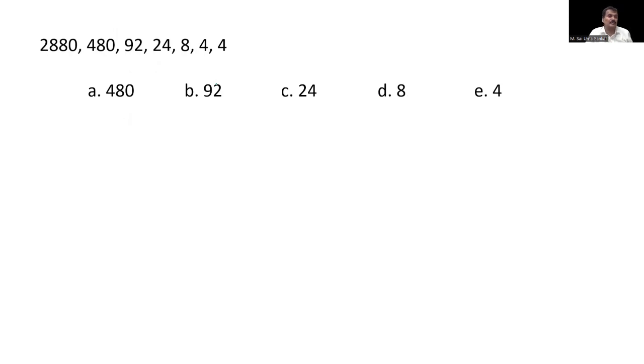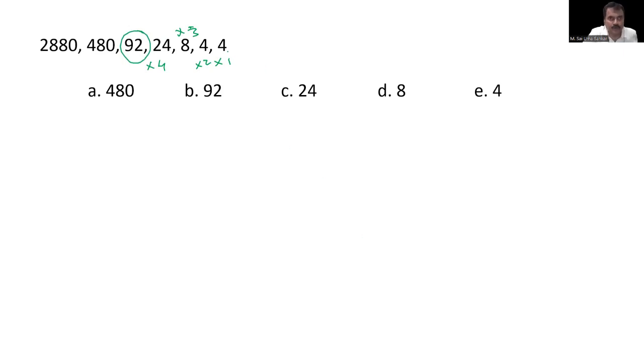Right. Next, 2880, 480, 92, 24, 4. So what happened? Suppose the first number is the largest number and the last number is the smallest number. Better to calculate from the last number to the first number, from your right hand side to left hand side. If you observe, 4 into 1 is 4, 4 into 2 is 8, 8 into 3 is 24, 24 into 4 is 96. But here 92 is there.